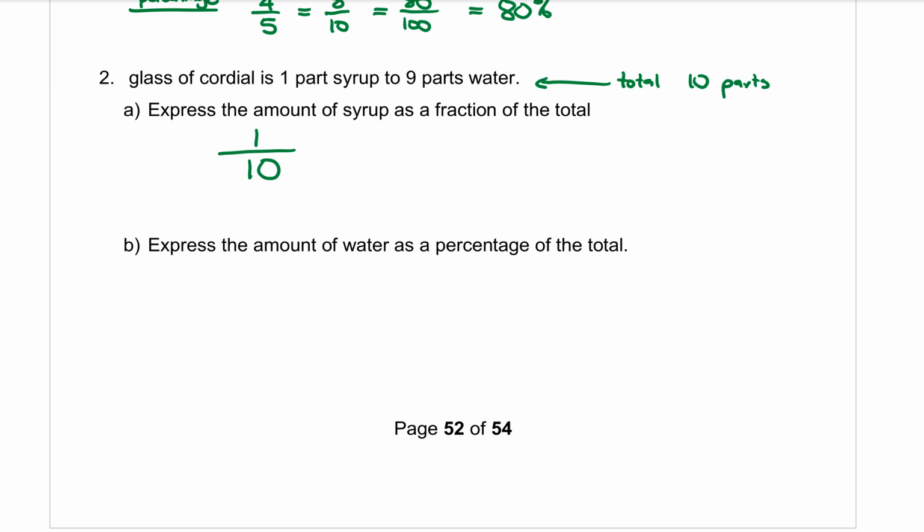Part B says, express the amount of water as a percentage of the total. Now the amount of water, there was 9 parts water out of the total of 10. And I want to make this a percentage, it says. So that means I want to be able to write that out of 100. I could do that by timesing the top and bottom by 10. 9 times 10 is 90, and 10 times 10 is 100. So because that is out of 100 now, that means it's 90%. And that's it.